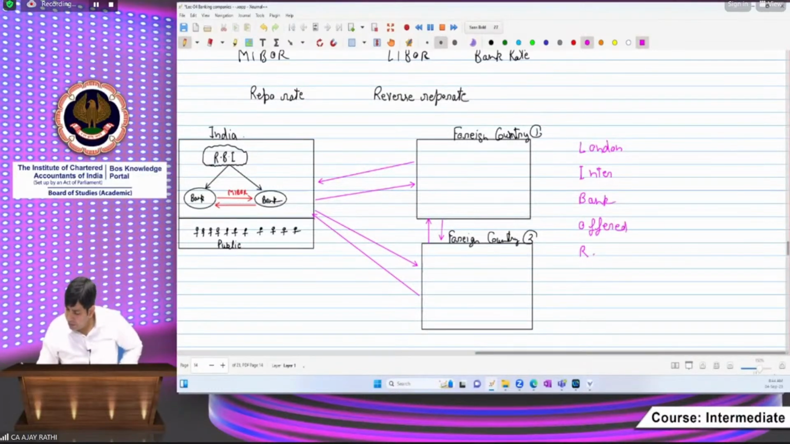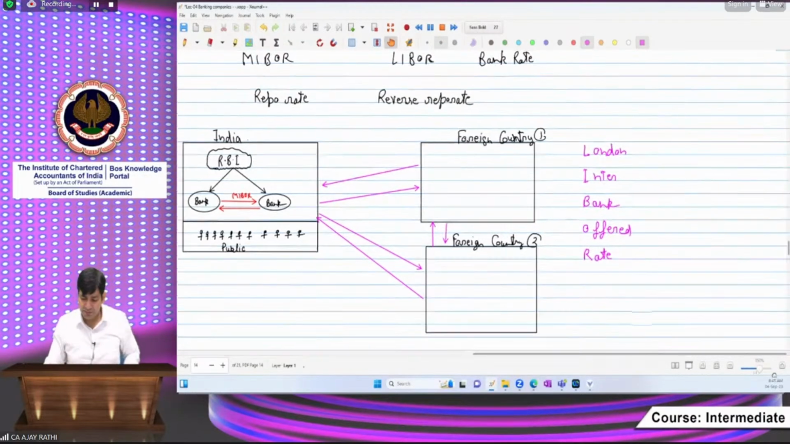Offered rate. The rate at which foreign countries' banks offer amounts to each other is called Libor. London Interbank Offered Rate. Okay, beta? Now see.